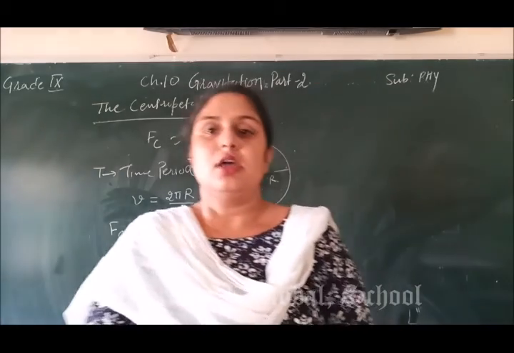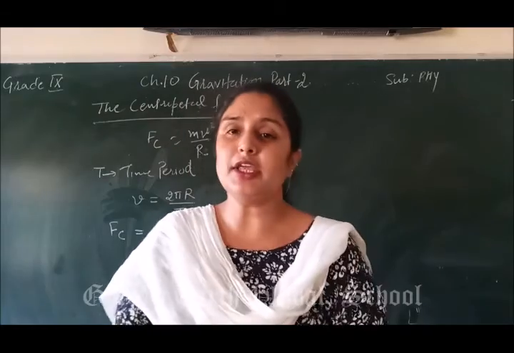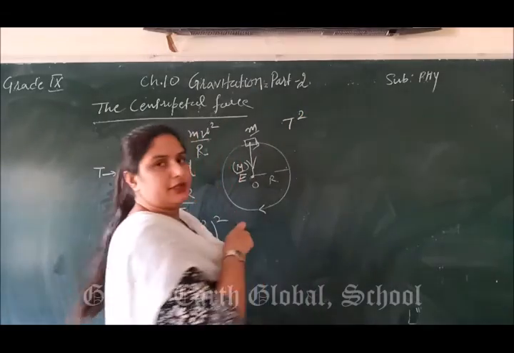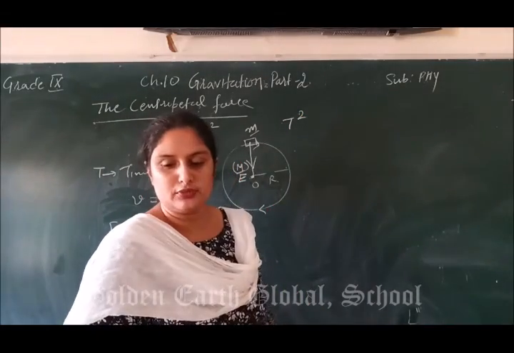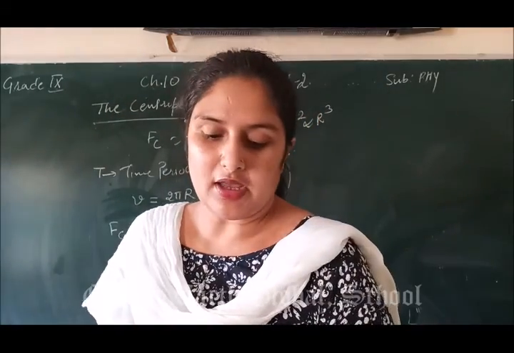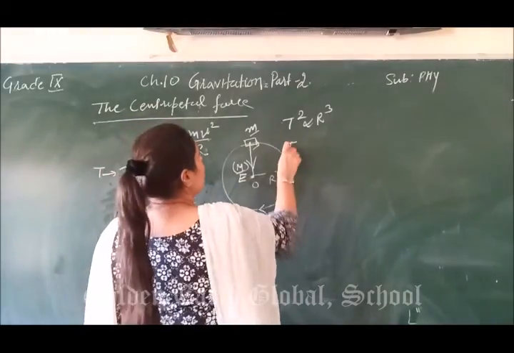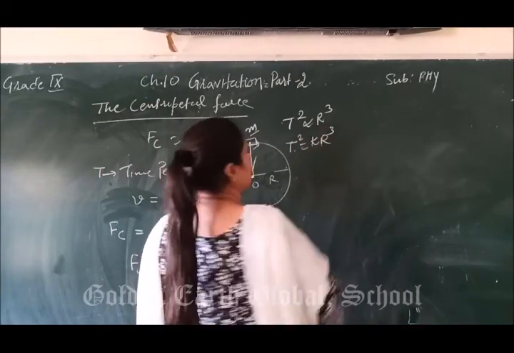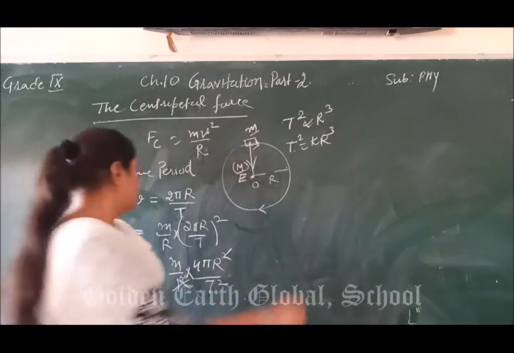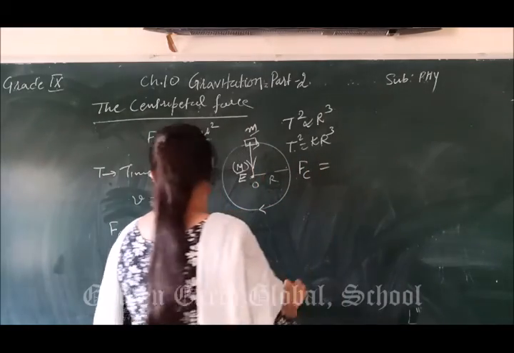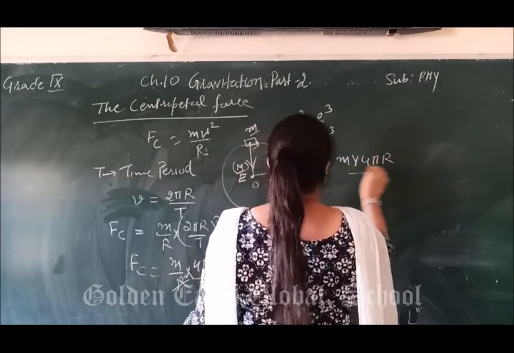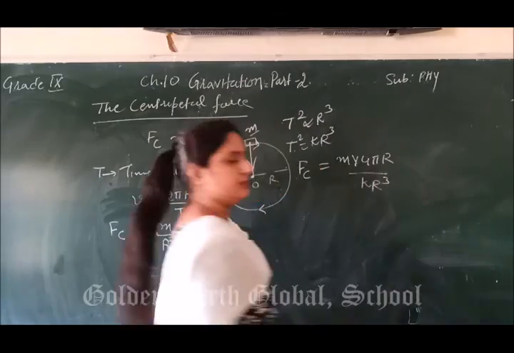The third law is known as the law of time periods. According to Kepler's third law, T square, the square of the time period, is directly proportional to the cube of the radius of the orbit. So T square will be K R cube, where K is the constant of proportionality. Put the value of T square here. So Fc, the centripetal force, is m into 4 pi square R upon K R cube.